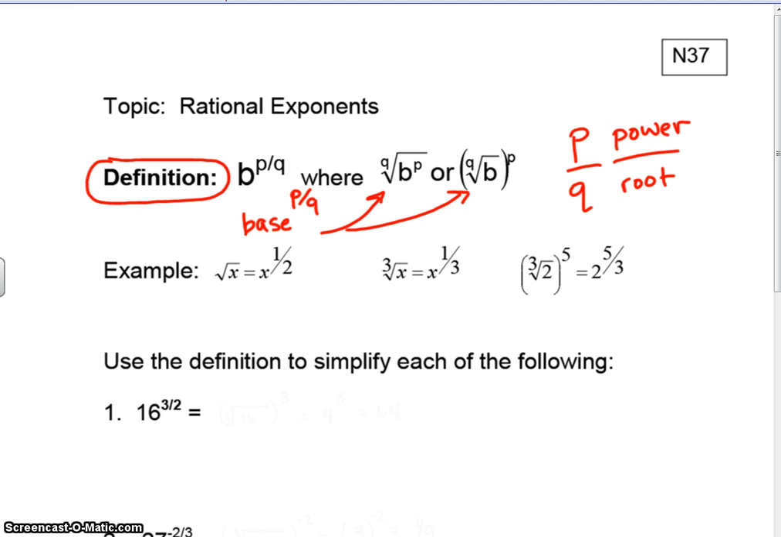Alright, use the definition to simplify each of the following. 16 to the 3/2 power. That's going to be 2 for the root, so a square root to the 3rd power. Notice that 4 cubed is 16, and 4 times 4 times 4 is 64.